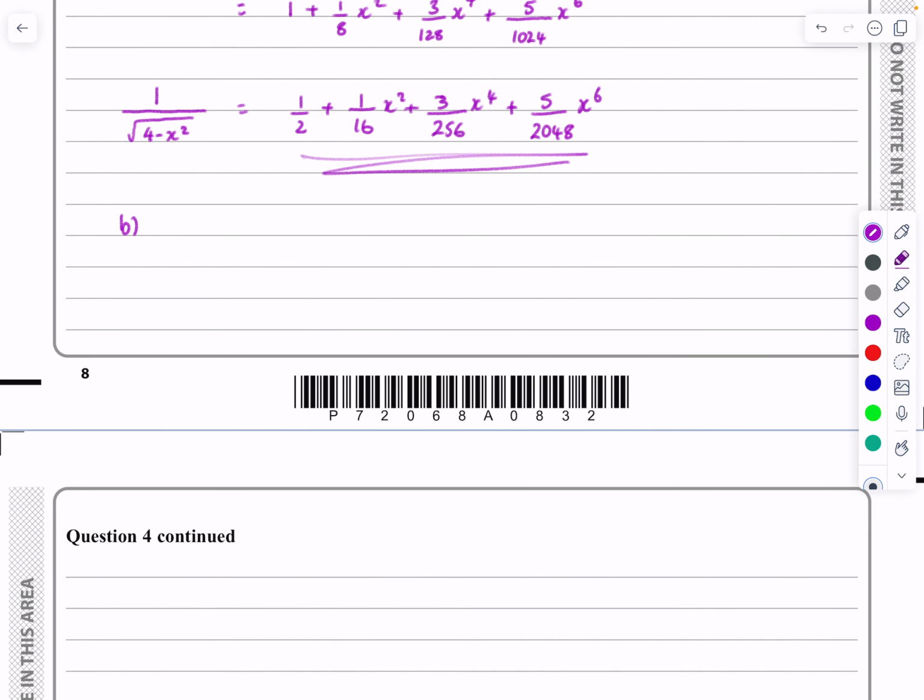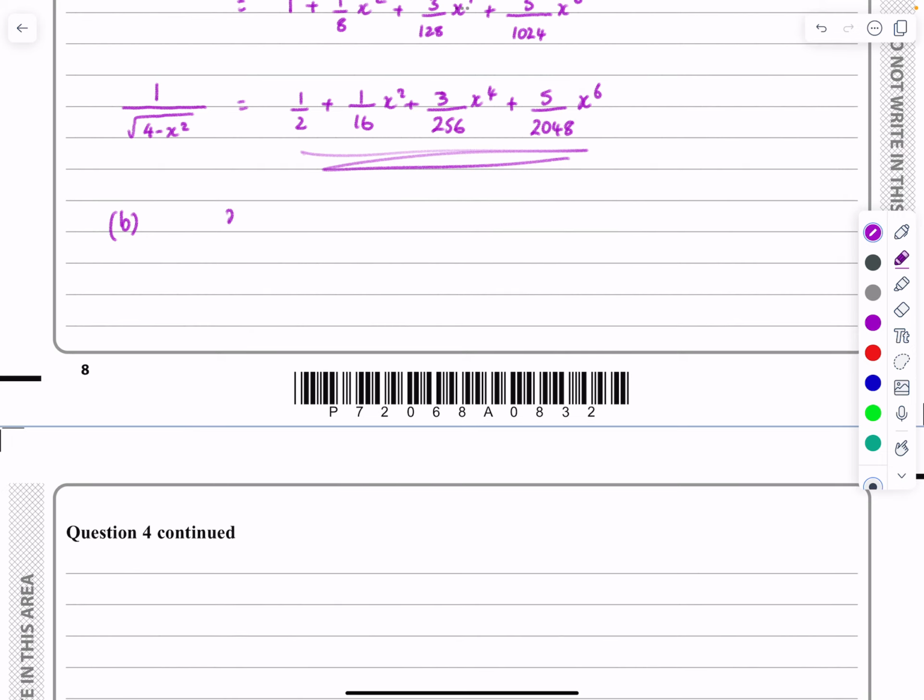So part B here, for this particular one, modulus x squared over 4 has to be less than 1, the thing that I'm adding or taking away from the 1 in my expansion. So in this case, that means that x squared has to be less than 4, which means that x has to be less than 2. So relatively straightforward part to that.